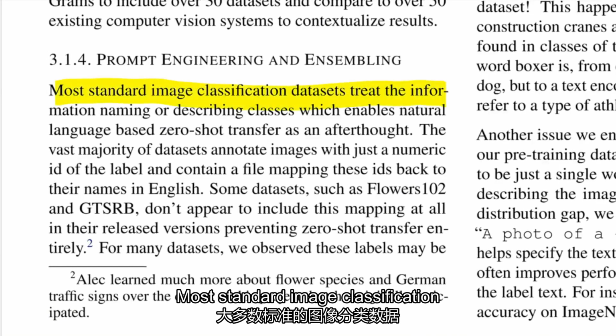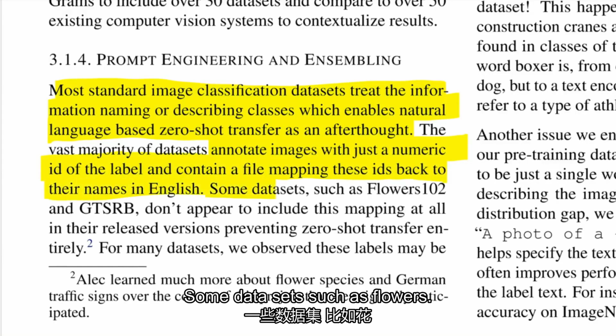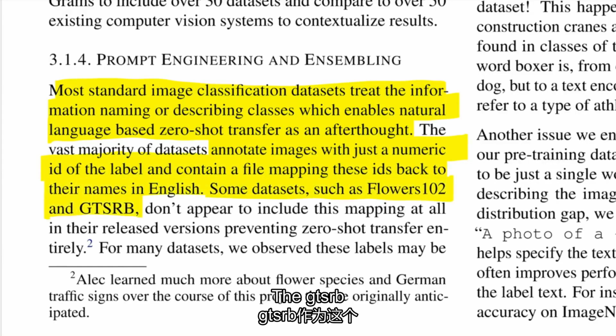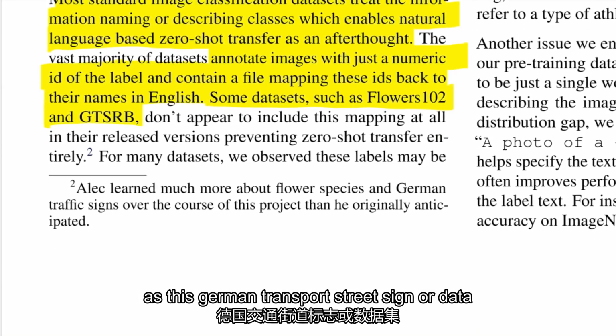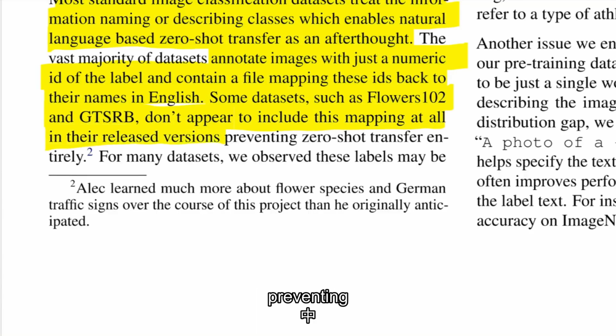Most standard image classification datasets treat the information naming or describing classes, which enables natural language-based zero-shot transfer, as an afterthought. The vast majority of datasets annotate images with just a numeric ID of the label and contain a file mapping these IDs back to their names in English. Some datasets, such as Flowers and the GTSRB, that's a German traffic sign dataset, I don't exactly know, don't appear to include this mapping at all in their released versions, preventing zero-shot transfer entirely.